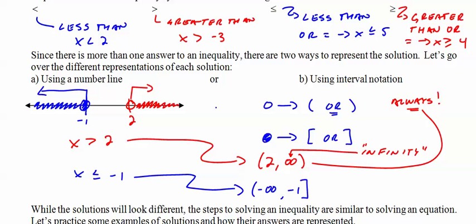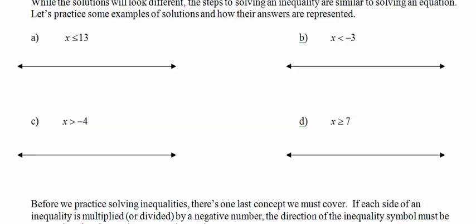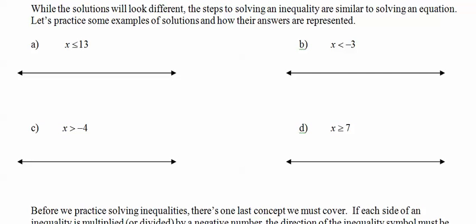That's how I do it. A lot of people say, I can't figure this out. Well, can you do it with the number line? They're like, yeah, sure. Then do it with a number line and go from there. So the solutions look different, but the steps to solving an inequality are similar. I mean, there's really not a lot going on here. X is less than or equal to 13. And this vertical line is just to show 13. Fill in the dot, and I'll mix it up on each one here.